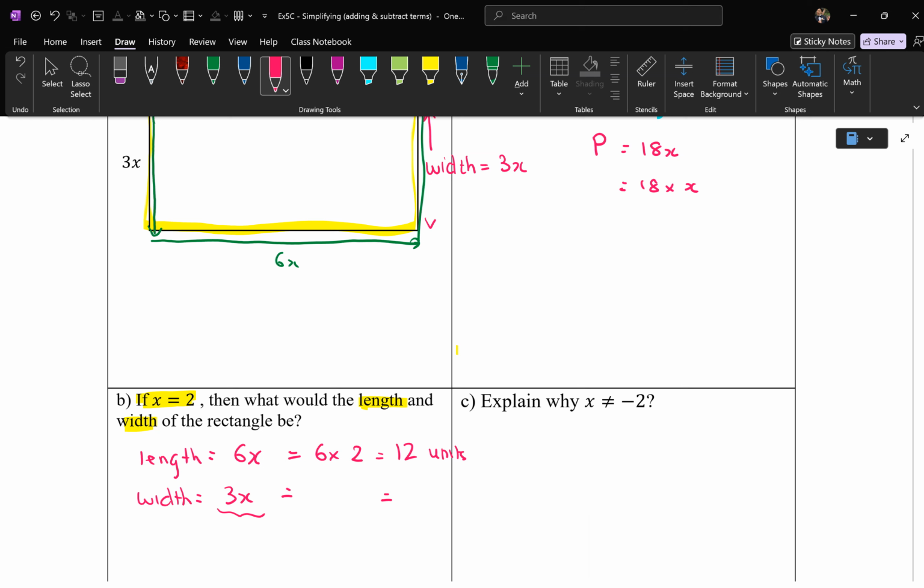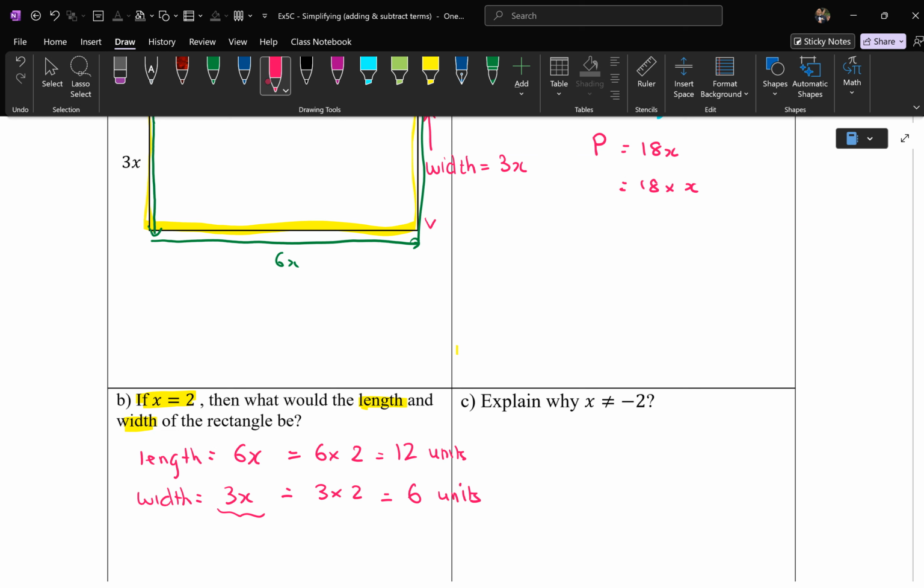So width is 3x, but if x was 2, then... Say that again? Yes, that is correct, because 3x means 3 times x, but x is 2, so 3 times 2 is 6. So the answer is 6 units.